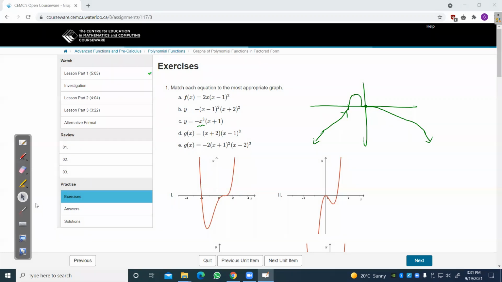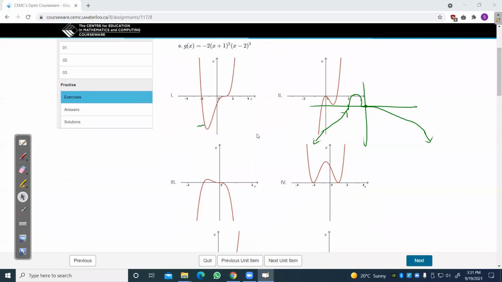Is that only for cubic? Yes, that's only for cubic. So which one of them fits the bill? This one, the third one. So at 0, there's a cubic function there.